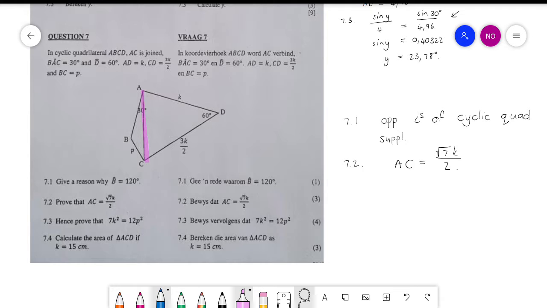So watter een van die twee driehoeke dink jy gaan ons gebruik? Die groter een of die kleiner een? The bigger one, because that one has K in it. Do you guys understand how to look at these? Yeah. Lekker. In that triangle, we can say that.